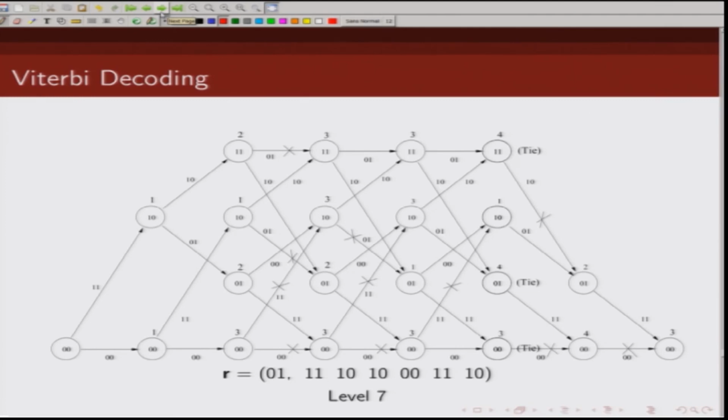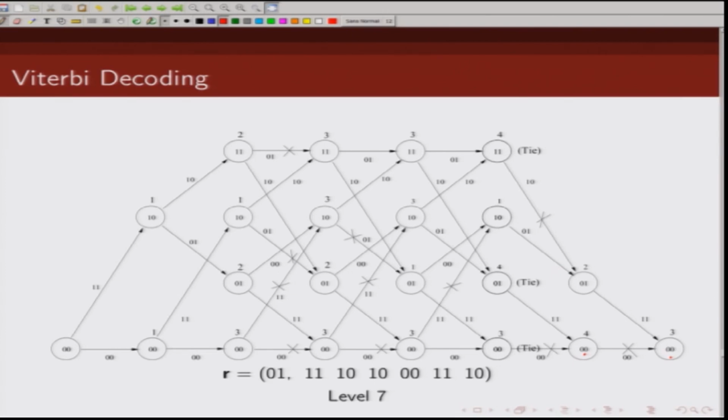As we know, after 5 bits, because tail bits are coming, the number of states is getting reduced. From 4 the number of states became 2 here, and then the number of states is 1. So, once you come to this point, there will be only one surviving path. Once you have only one surviving path, you just need to backtrack to find out what the transmitted code word is.